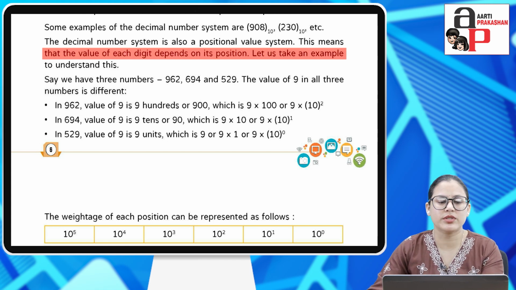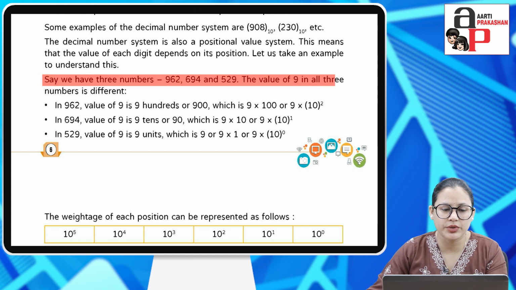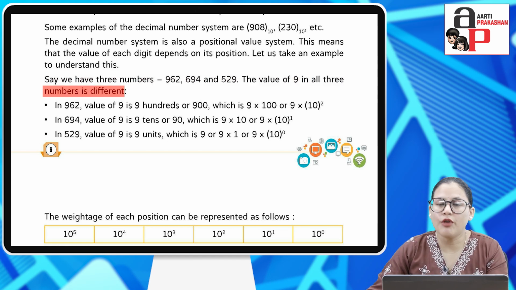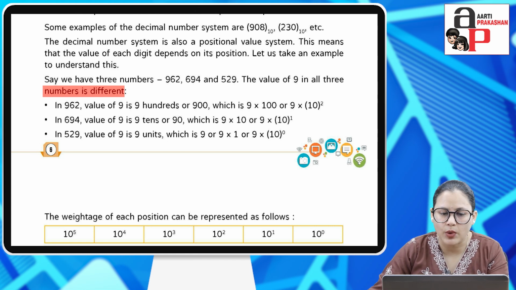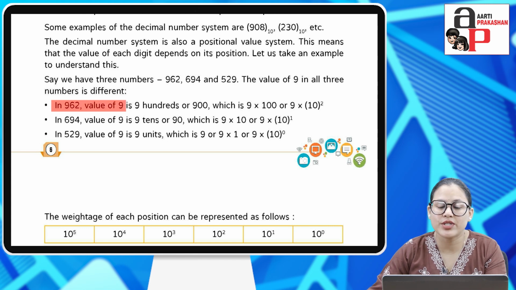Let us take an example to understand this. Say we have three numbers: 962, 694 and 529. The value of 9 in all three numbers is different. As you can see here, the value of 9 in every number is different. Why? See, in 962, the value of 9 is 900.